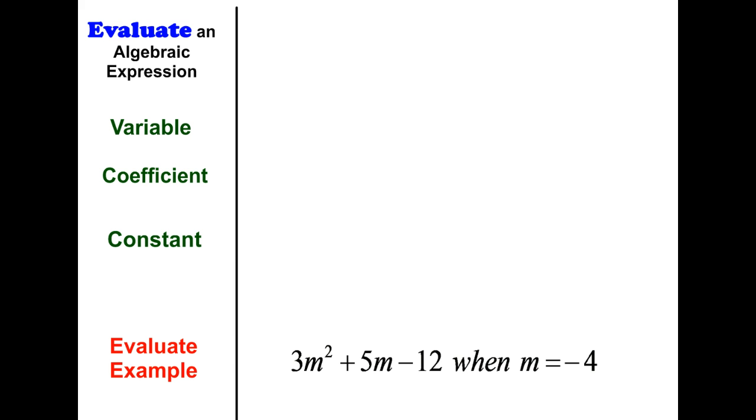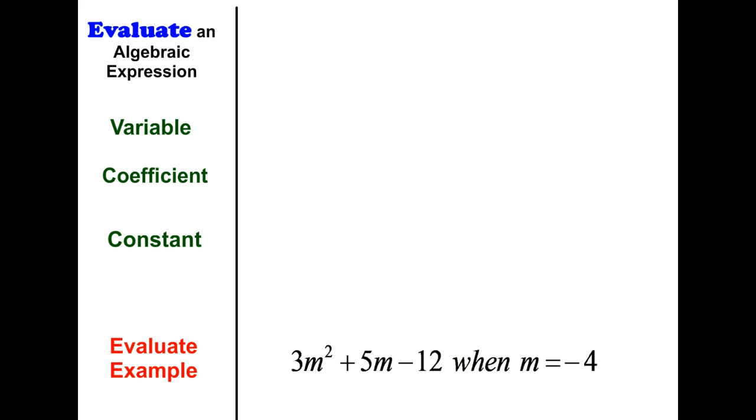Alright, next thing we're going to talk about is evaluating an algebraic expression. So first thing we need to talk about is what makes an algebraic expression. Well, really what makes an algebraic expression is the variables being in it. That makes it algebraic. Remember, an expression is when you don't have an equal sign. So 3 plus 4 is technically an expression.